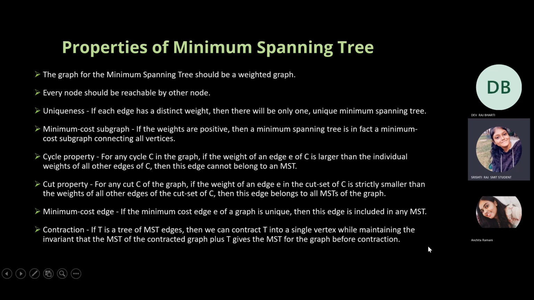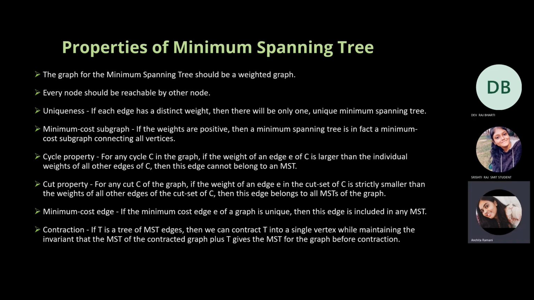The graph for the minimum spanning tree should be a weighted graph and every node should be reachable by the other node. Uniqueness. If each edge has a distinct weight, then there will be only one unique minimum spanning tree. Minimum cost subgraph. If the weights are positive, then a minimum spanning tree is in fact a minimum cost subgraph connecting all vertices.